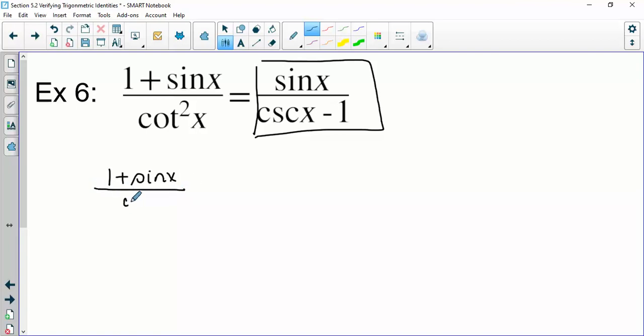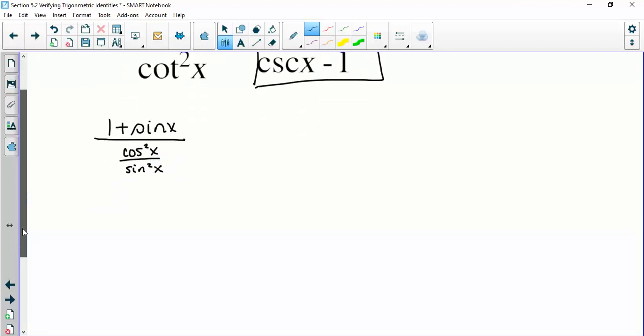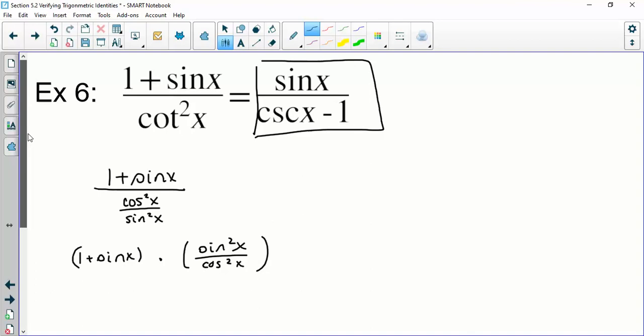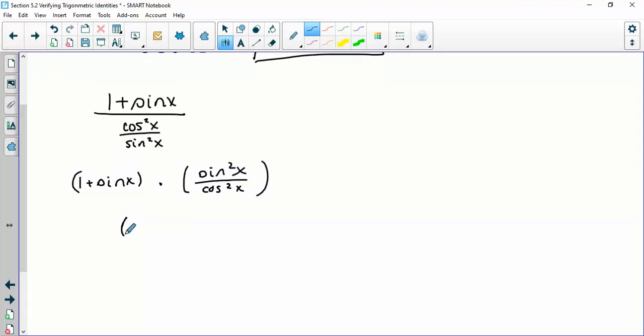Cotangent squared is cosine squared over sine squared. And then multiply by the reciprocal. Okay, so the top, 1 plus sine x, times, if you flip the bottom. Okay. Keep our goal in mind. I want a sine on the bottom. So I don't think I'm going to distribute my sine squared, just because sine cubed is not anything. And I really need a lot of this stuff to cancel out if I'm going to get anywhere near what I need.